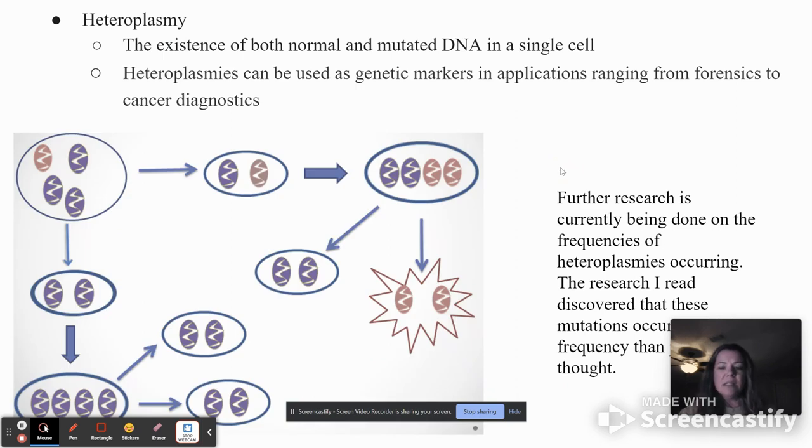Heteroplasmy is the existence of both normal and mutated DNA in a single cell. Heteroplasmies can be used as genetic markers in applications ranging from forensics to cancer diagnosis. Further research is currently being done on the frequencies of heteroplasmies occurring. The research that I read discovered that these mutations occur more frequently than previously thought.